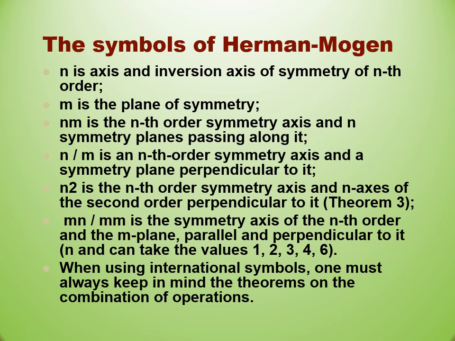N2 is an nth order symmetry axis and n axes of the second order perpendicular to it, according to theorem number 3. N/mm is a symmetry axis of the nth order and m planes parallel and perpendicular to it, and n can take the values 1, 2, 3, 4, and 6. I remind you that there are no axes of fifth order or more than sixth order in real crystals. When using the international symbols, one must always keep in mind the theorems on the combinations of operations.